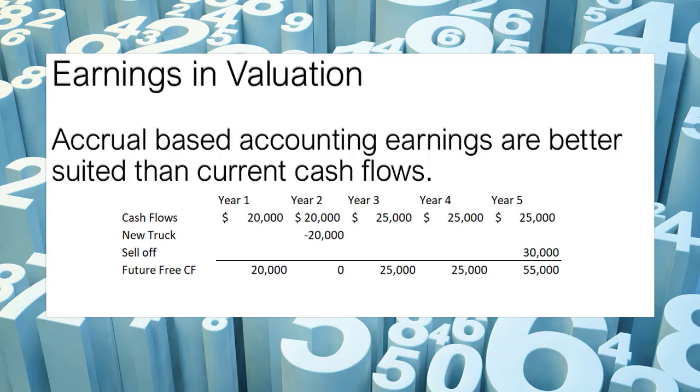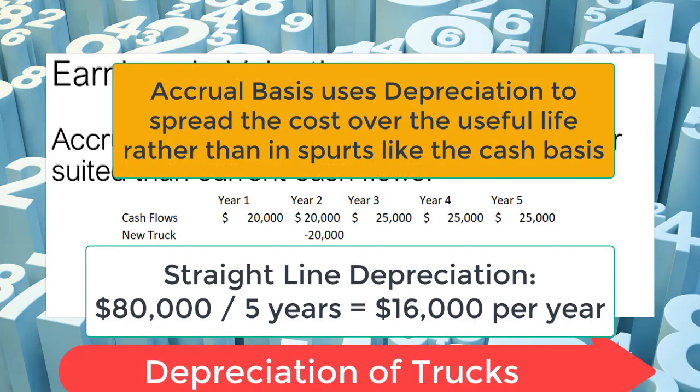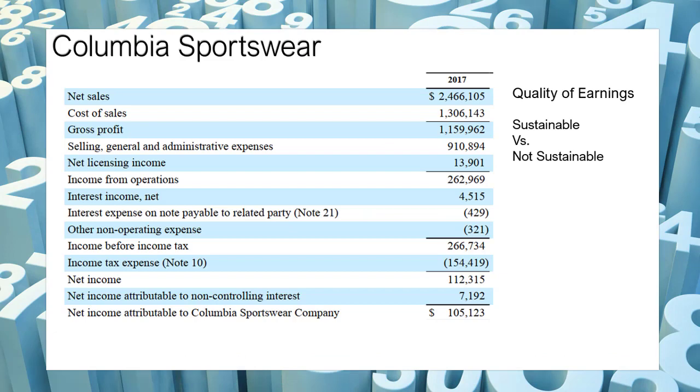Let's look at this example that we just did with the cash flows, and we see that the cash is kind of lumpy, right? It comes in spurts, it goes out in spurts. Because the accrual basis smooths out the revenue and the expenses and matches it into the time period in which it is utilized, it's generally considered a better methodology.